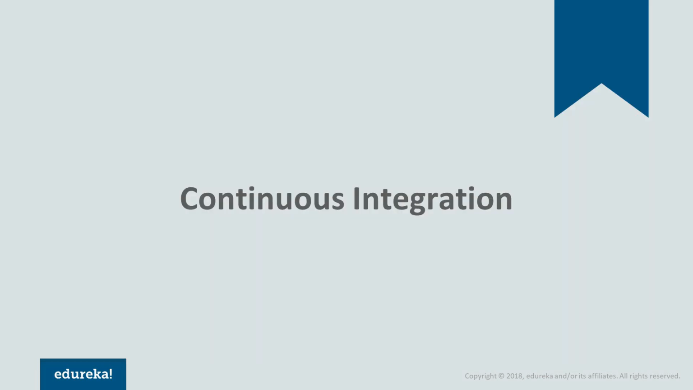Alright, so that was the comparison between all the problems we wanted to discuss, what happens or what used to happen if you don't have a CI ecosystem in place. Now let's take a look at what exactly we mean by continuous integration.